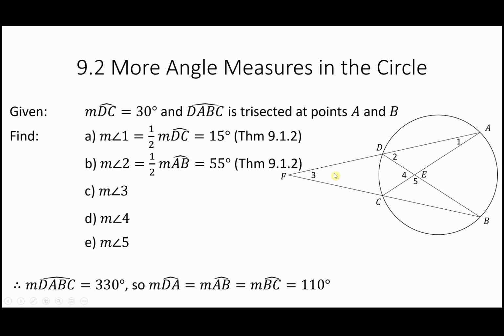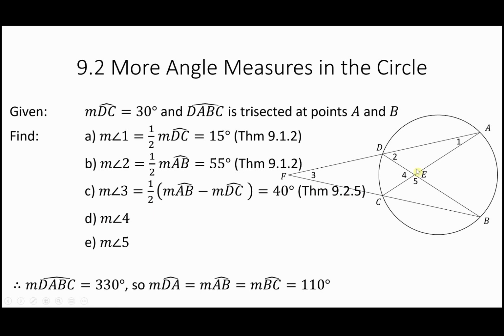The measure of angle 3 is an exterior angle, so we're going to take half of the difference of the two intercepted arcs, AB and DC. AB was 110 degrees, DC was 30 degrees. Subtract them and you will get, what is that, 80 degrees? So half of that will be 40 degrees here. And then I'm referencing this theorem from section 9.2, the 5th theorem in.